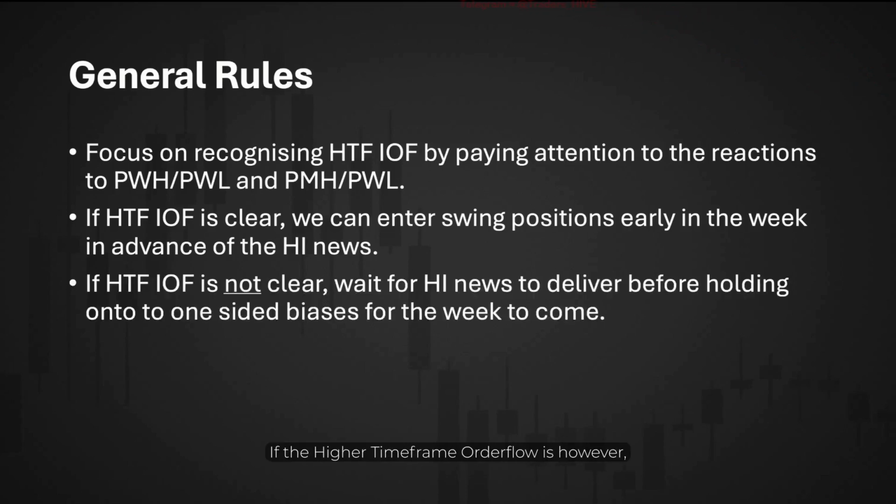If the higher time frame order flow is however not clear, we need to wait for the high impact news to deliver before holding on to one-sided biases for the week to come. Why would we have to wait for that high impact news to deliver before we can hold on to a one-sided bias if the order flow is not clear? Because the news is likely going to manipulate, and what always follows after manipulation? After manipulation, distribution will always follow, and the news will function as a volatility injection so that manipulation can occur so that we can then distribute our positions afterwards.